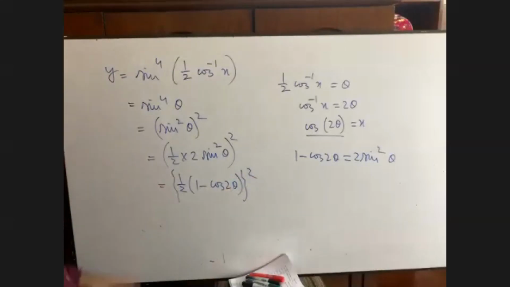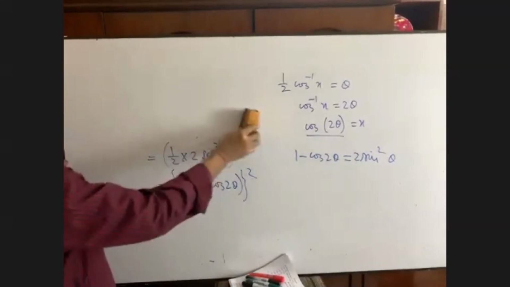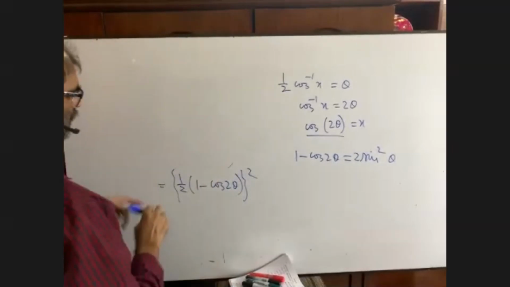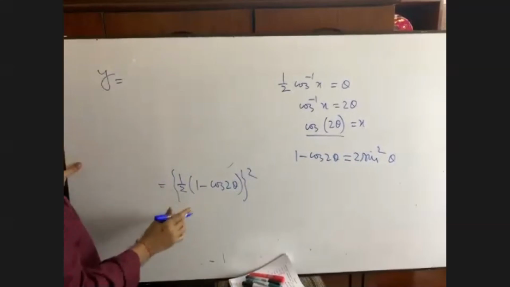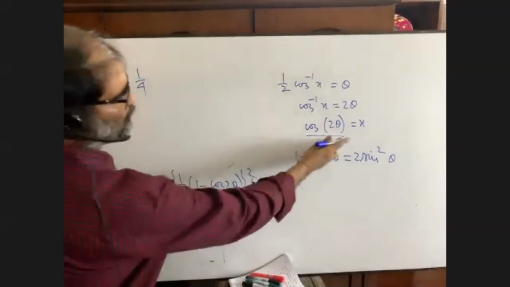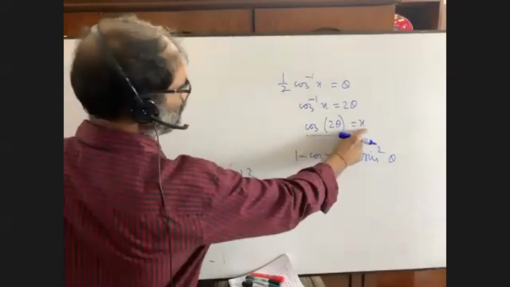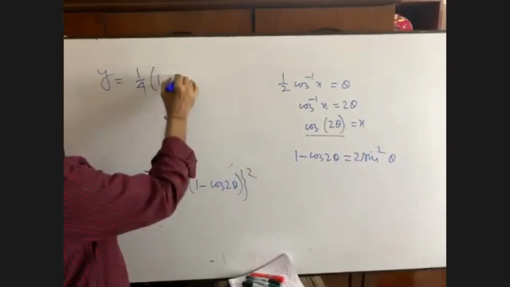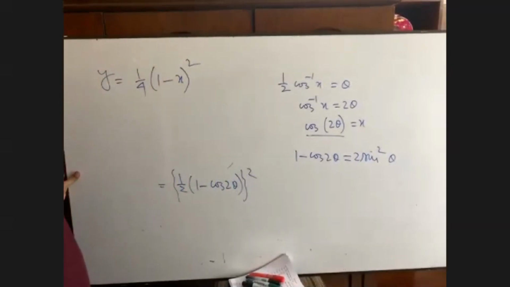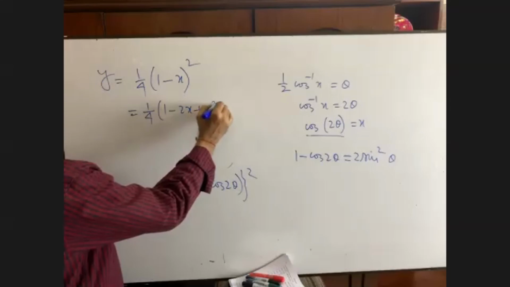Now the math has been done. You know the value of cos 2 theta, right? It is half, so we can write 1 by 4. 1 minus cos 2 theta equals what? Cos 2 theta equals x. So that means 1 by 4 into 1 minus 2x plus x square.